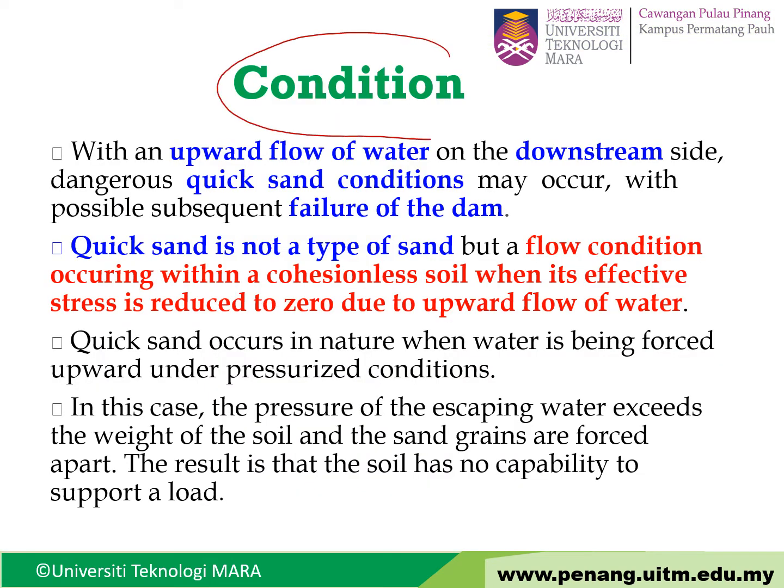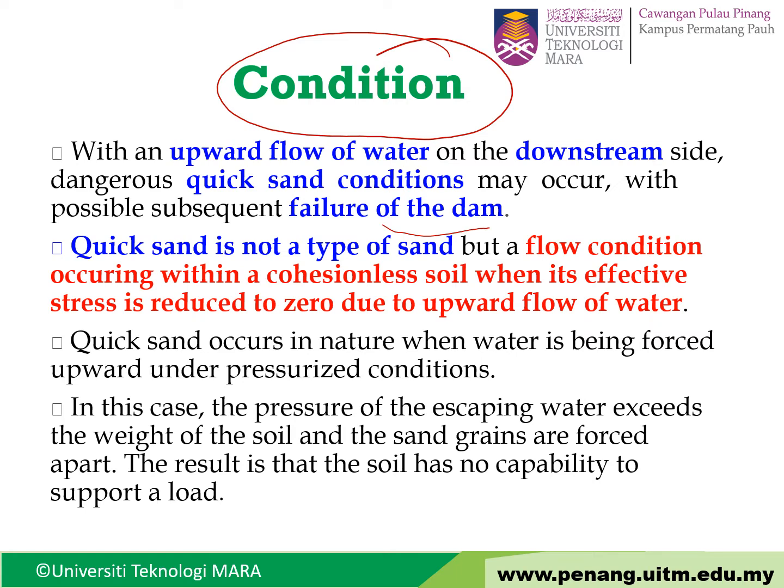Firstly, today we'll look at the quicksand condition. With an upward flow of water on the downstream side, a dangerous quicksand condition may occur with possible subsequent failure of the dam. Quicksand is not a type of sand, but a flow condition occurring within a cohesionless soil when its effective stress is reduced to zero due to upward flow of water. So it happens to cohesionless soil. An example of cohesionless soil is sand.